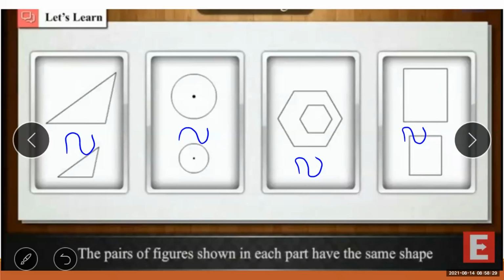And what is the symbol for congruency? This one. Similar along with equal sizes. So that is the difference between similar and congruent. Basically you have to learn here the concept of similarity, similar figures.